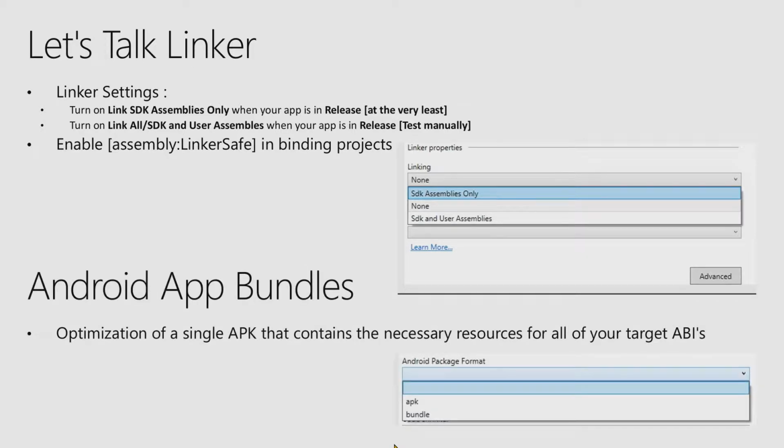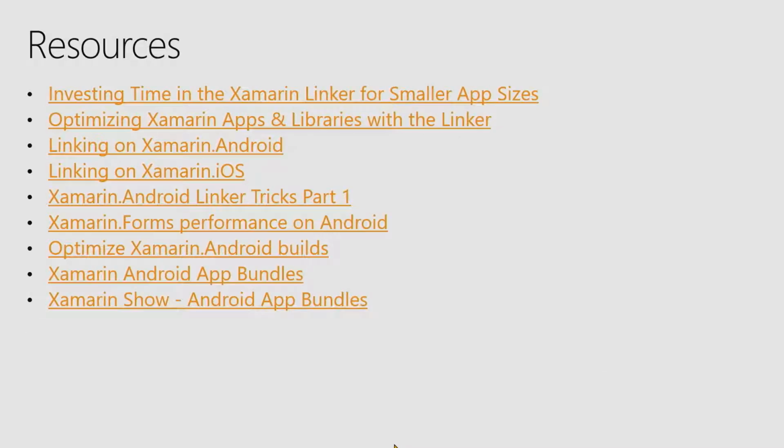And with the new awesome Android app bundles, go ahead, turn it on, check it out. It will again change your life, make your APKs much smaller, target specific ABIs, life-changing. Again, it will definitely help you out with your performance. Again, all the different resources, how to understand how to turn these things on, turn these things off. James has an awesome blog post on understanding the linker, different linker settings, how to even enable the linker in your Xamarin libraries. So go ahead, check them out, friends.